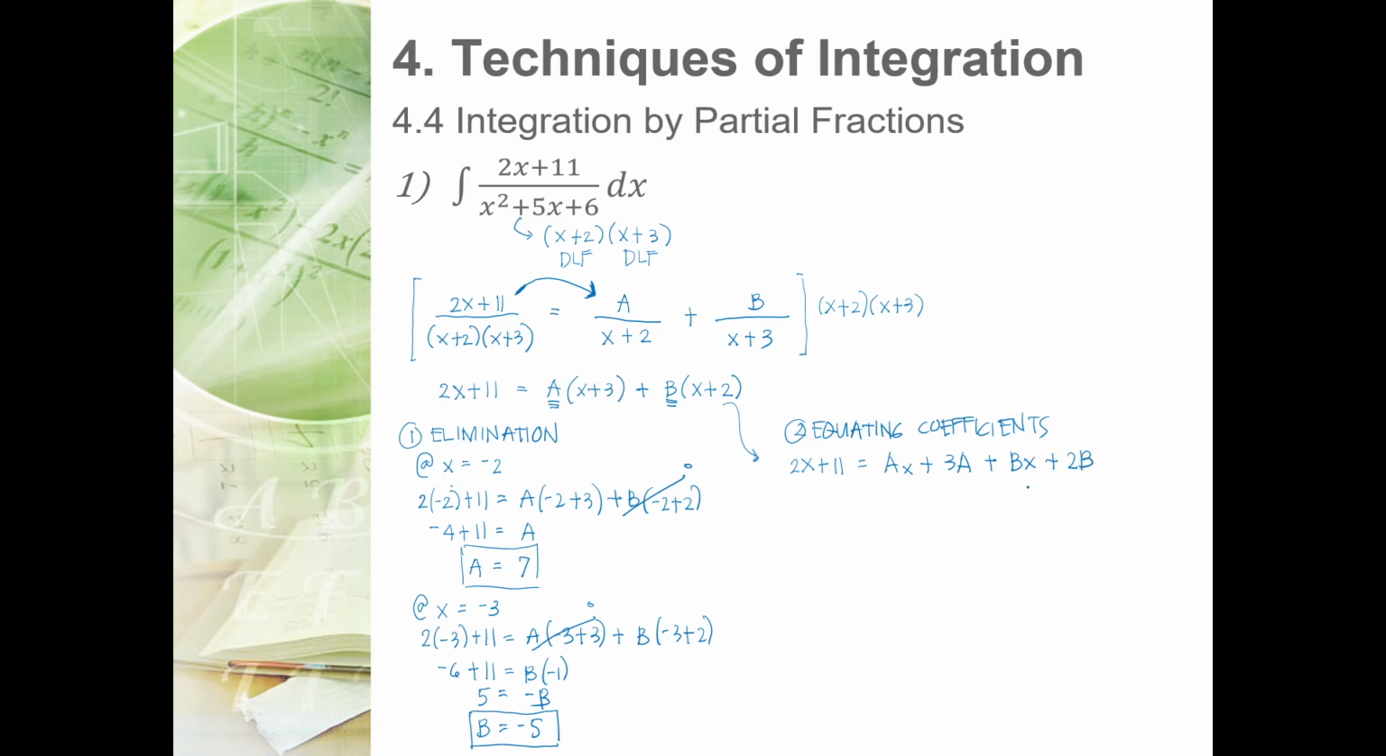So again, grouping coefficients, equating coefficients. We have to group first ax and bx, then group together the constants 3a and 2b. Next, we try to isolate the x variable. So a plus b times x, plus 3a plus 2b.